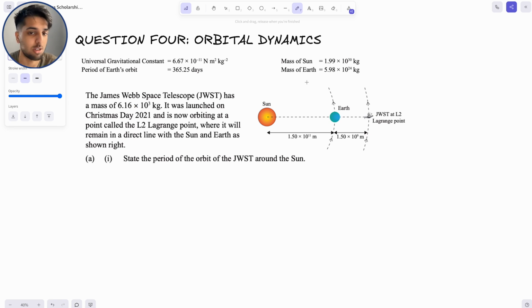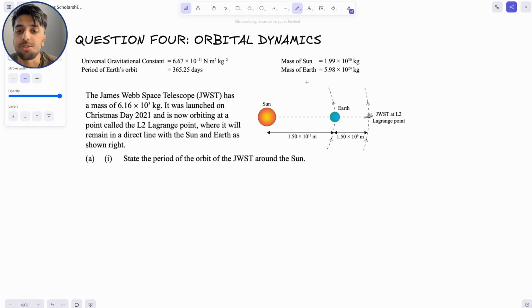It was launched on Christmas Day, and is now orbiting a point called L2, where it will remain in a direct line between the Sun and the Earth as shown on the right. Okay. State the period of orbit of the James Webb Telescope around the Sun.